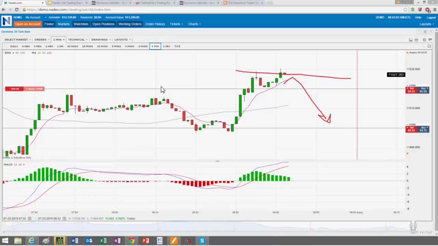And once again, I got to go back to the hourlies. We actually had a doji, and it started moving down, and then it moved back up. So it kind of head faked me a little bit today.